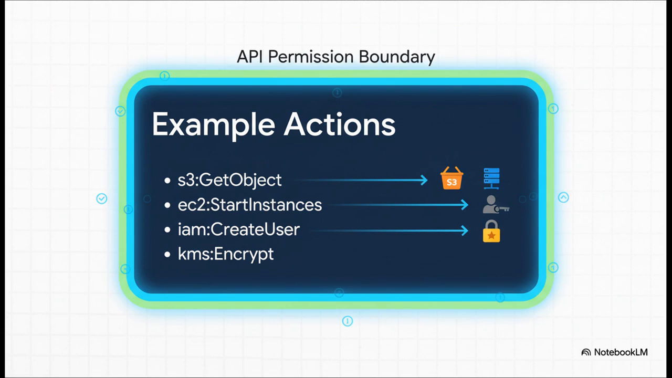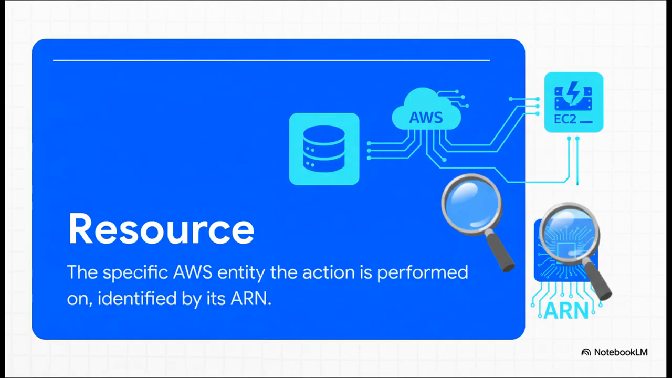Now, this is the critical piece for folks with a networking background. The real firewall in AWS isn't your security group or network ACL. It's IAM. It's this API permission boundary. That's the perimeter. And that brings us to our third pillar, the resource.